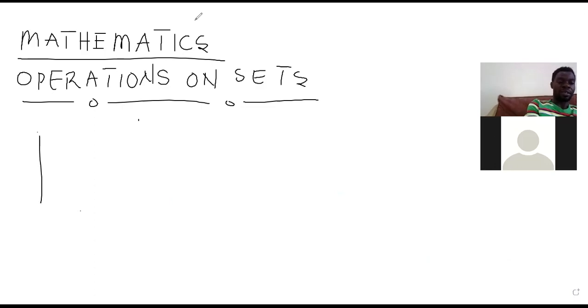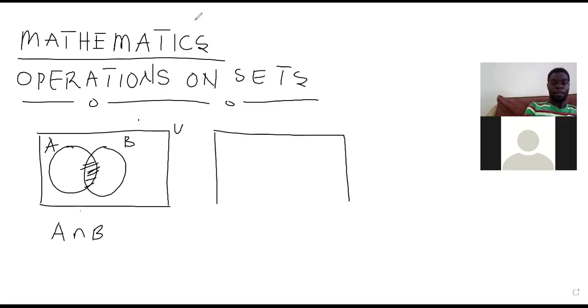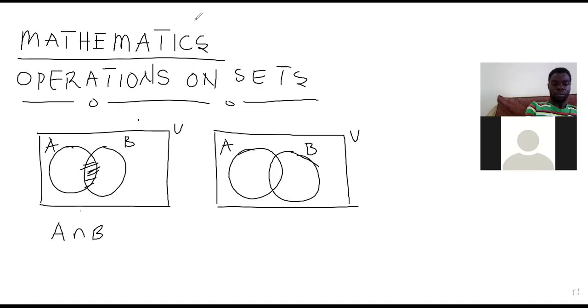But before that, whenever I see these diagrams anywhere, be it objectives or whatever given to you, and you are being asked to describe the shaded region, the shaded region is representing A intersection B. Take note of that. If I have this, now this is representing A union B.